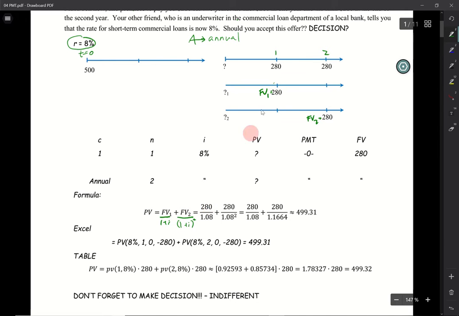And so here, this FV is 280. This other FV is the same, 280. And then the interest rate is 8%. So we do the factor as 1.08. And then so that would be this one time period out. And then this squared would be for the one that's 2 time periods out. Yeah? So then if you square that out, you get this. And then if you actually punch that up, you would come up with $499.31. So what would your decision be?